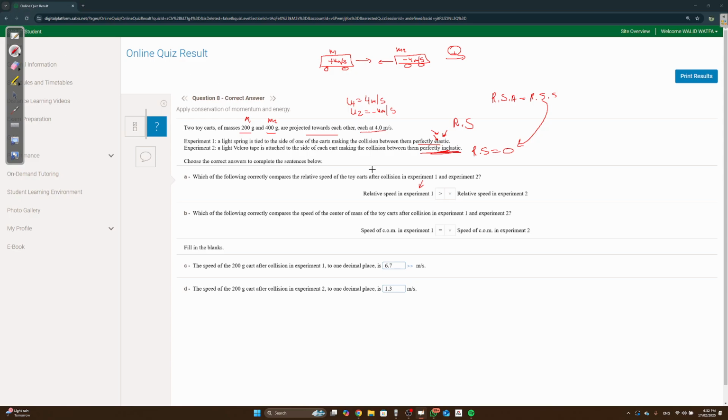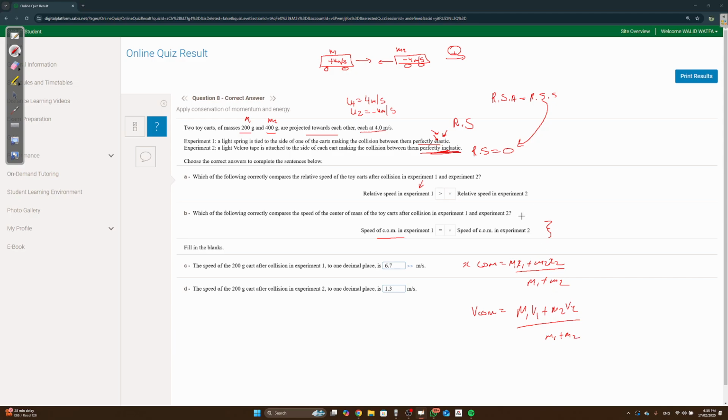Then, which of the following correctly compares the speed of the center of mass of the toy cars after collision in experiment 1 and experiment 2? This you can take as a rule. The same way we said the position of the center of mass is M1 x1 plus M2 x2 over M1 plus M2, this is the x of center of mass. The velocity of center of mass is the same thing. Instead of x, what do we use? V. So M1 V1 plus M2 V2 over M1 plus M2.